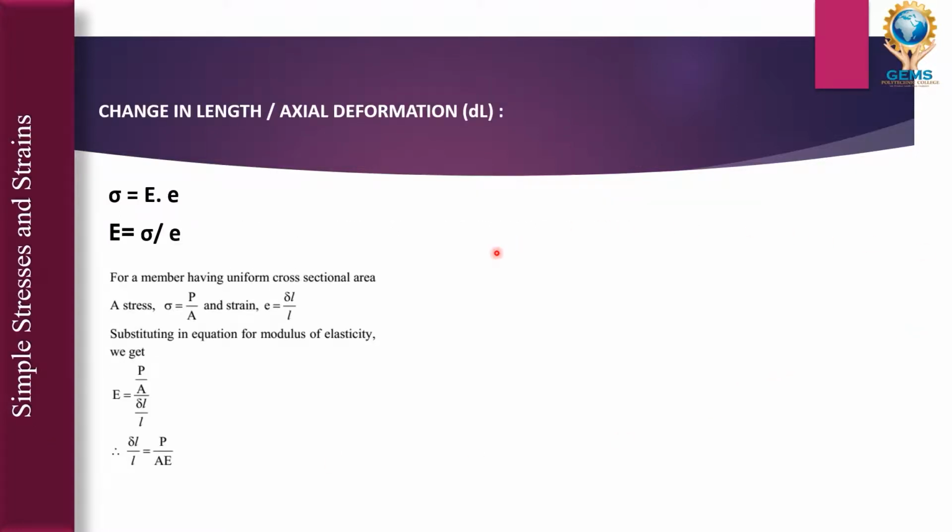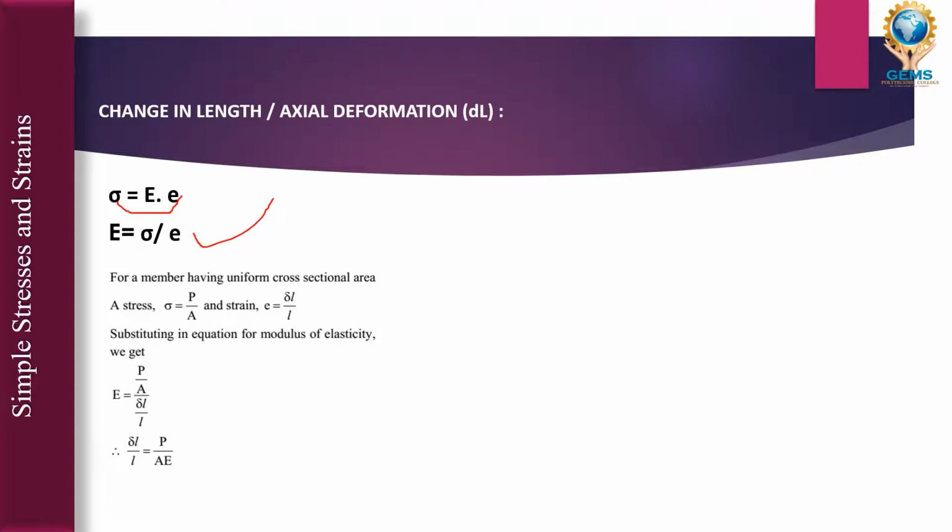Now finally we will see change in length, or we can call it axial deformation. How will it change in length? We already know the formula, sigma is equal to capital E into small e. So we can write capital E is equal to sigma by small e. Why? Because small e will come to this side and get divided, since it is multiplied here. So sigma divided by small e.